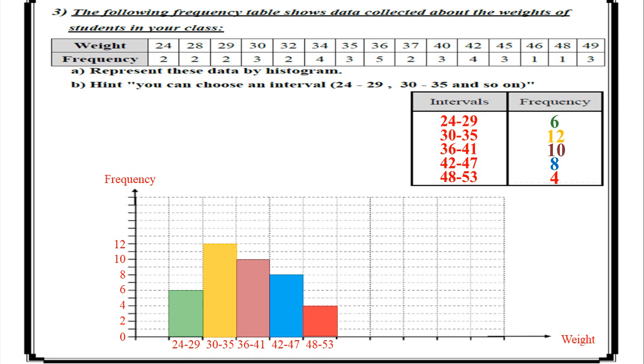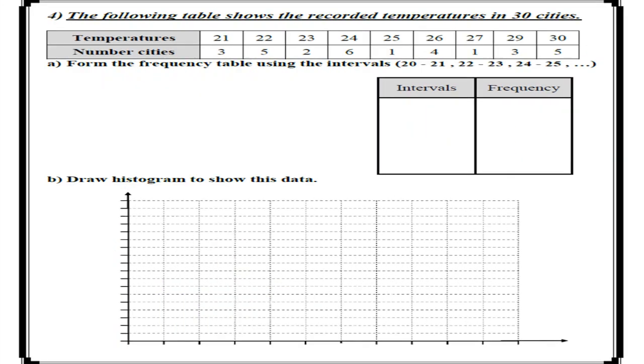I have 4 students. The following table shows the recorded temperatures in 30 cities. Temperature and number of cities. 21 degrees, I have 3 cities. 22 degrees, 5. 23, 2 cities. 24, 6 cities. 25, 1 city. 26, 4 cities. 27, 1 city. 29, 3 cities. And 30, 5 cities.